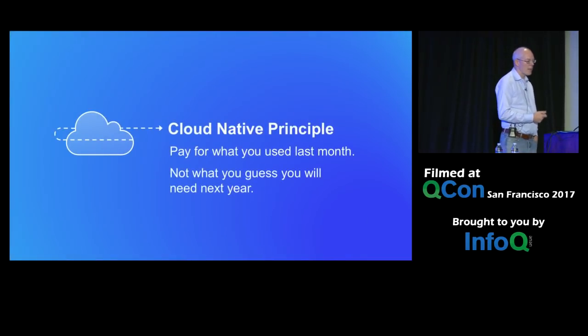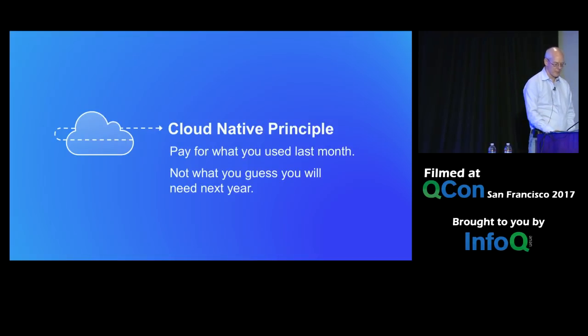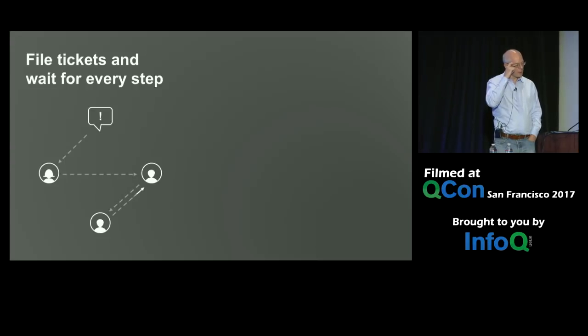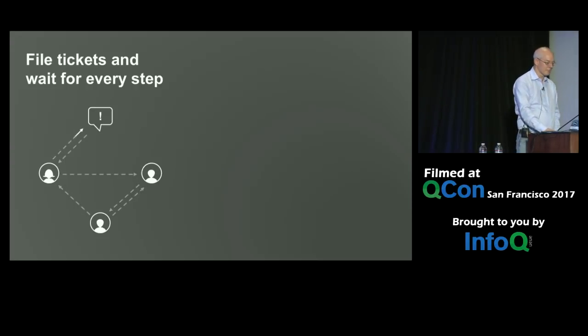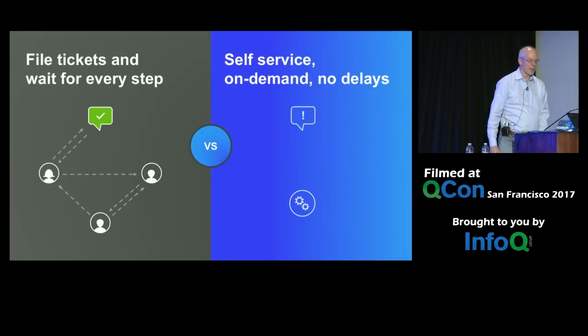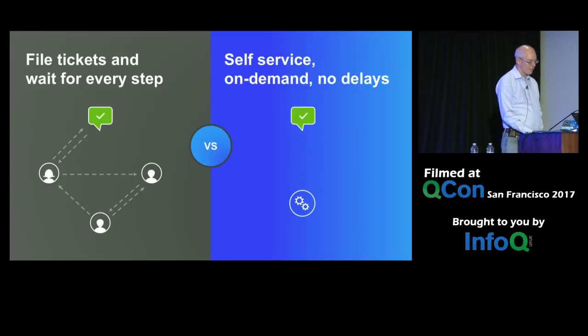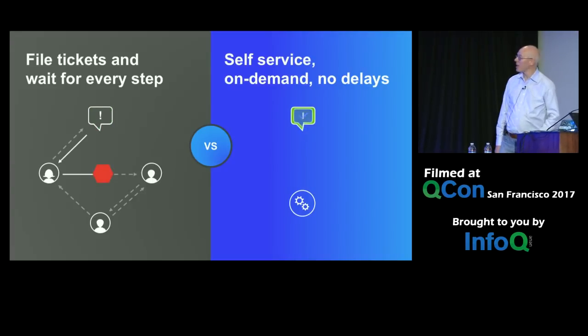So the point here, this is the first principle. Pay for what you used last month instead of what you guess you're going to use next year. All right, so that's the first thing. Now let's think about how we get there. Old world, you file tickets and wait. But what you really want to do is make it self-service, on demand, just make a call. And then, sometimes somebody's out having a coffee or at lunch and nothing happens to your ticket, but you can just keep calling this service, and everything happens.